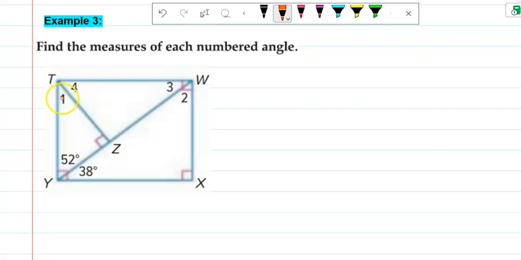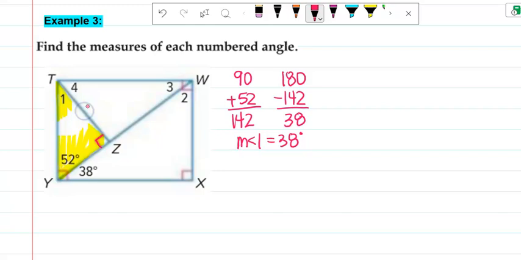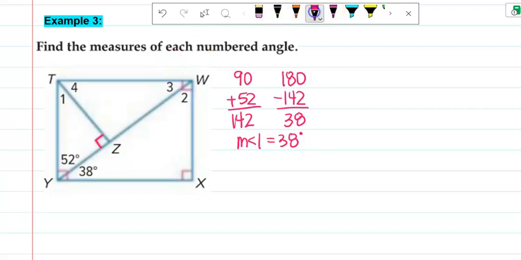So for me, if I take a look at angle 1, I can see that angle 1 is in this triangle here. And I can see that I have two angles already, right? I have this 52 and I have this as a right angle. So if I add 52 and 90 together, I get 142. Subtract that and I get, what, 38? So I know angle 1 is 38. Also, a friendly reminder, whenever you find anything, make sure you label it so that you know that you can use that for future angles. So angle 1 is 38.